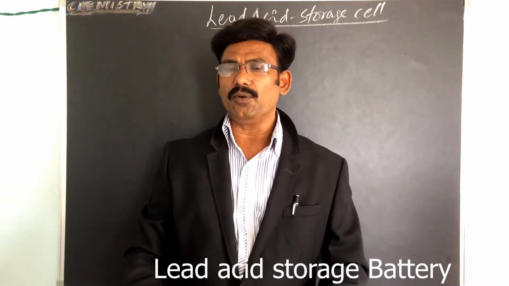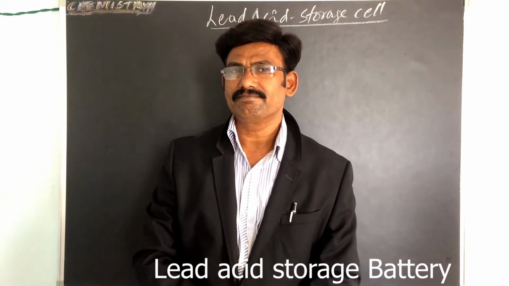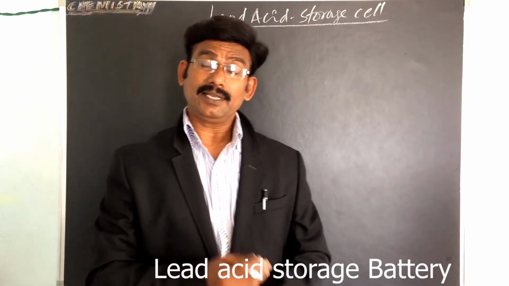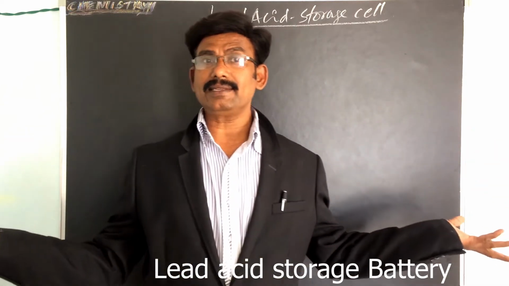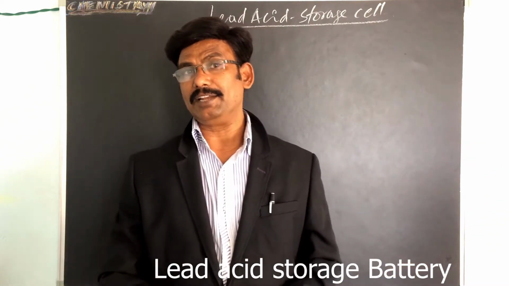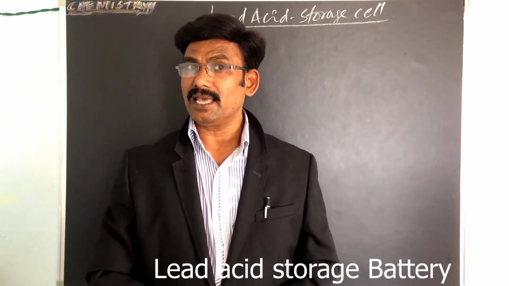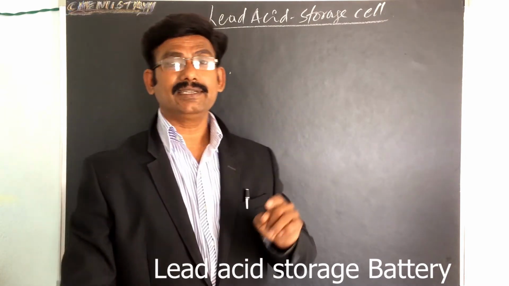In the last video, what did we discuss? Just the introduction of the batteries and types of batteries. There are three types: primary batteries, secondary batteries, and fuel cells. A primary battery example is the lithium cell, and a secondary battery example is the lead acid storage cell.